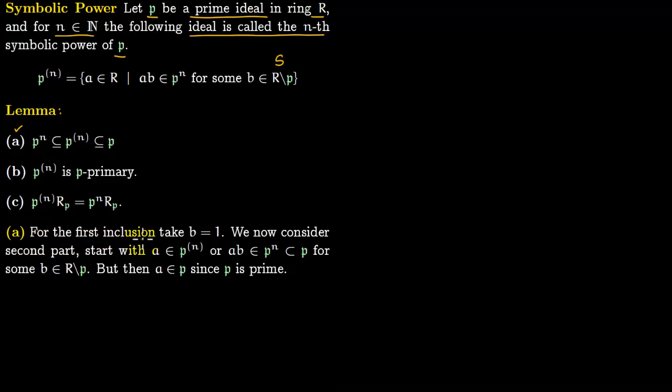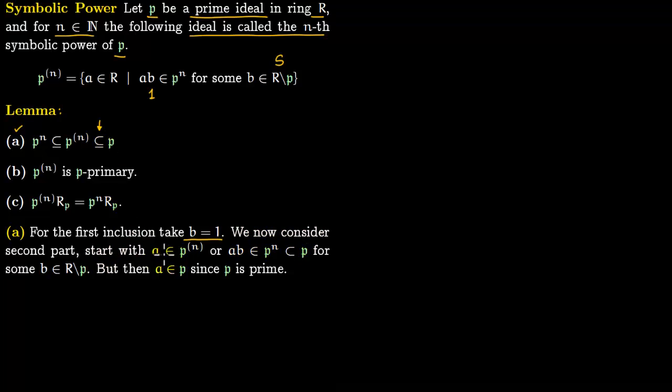For part A, the first inclusion, P^n is obviously contained within the symbolic power of P to the n by just taking B as 1. If you take B as 1, you start with A in P^n, and this A will again lie here in P^n. So this condition is satisfied. So the first inclusion is obvious if you take B as 1. Now we want to consider this second inclusion here.